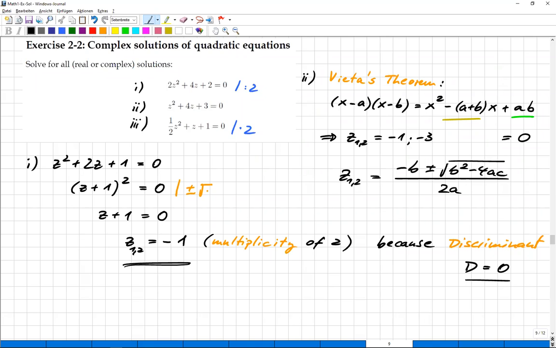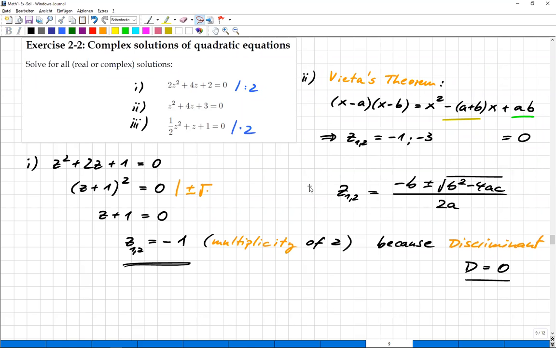If you don't get this, do it your way. It's no problem. You can also use completing the square. It's a very, very good method. Anyway, there are so many special methods which I like to show from time to time. So I did.